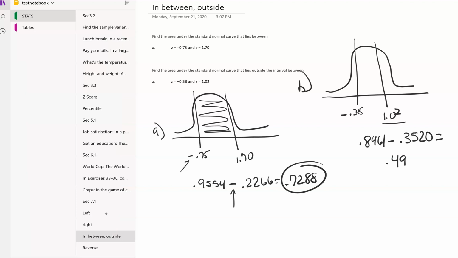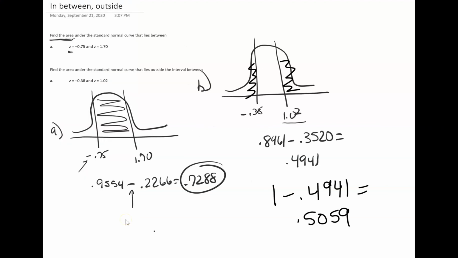0.4941. Since this one is an outside area, you have to subtract it from 1. So you go 1 minus 0.4941, and that's going to give you an area of 0.5059. So 0.5059 is your final answer.